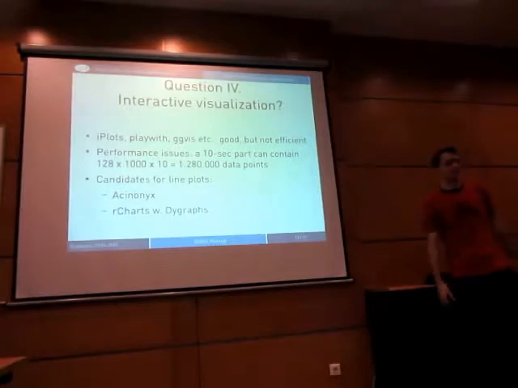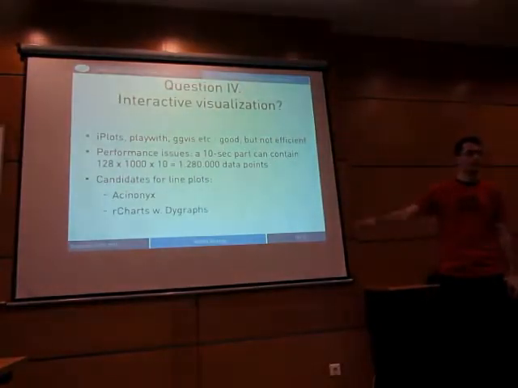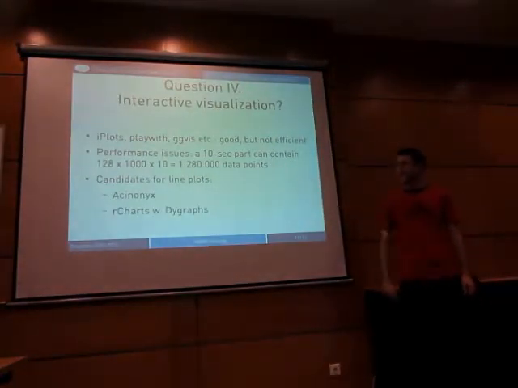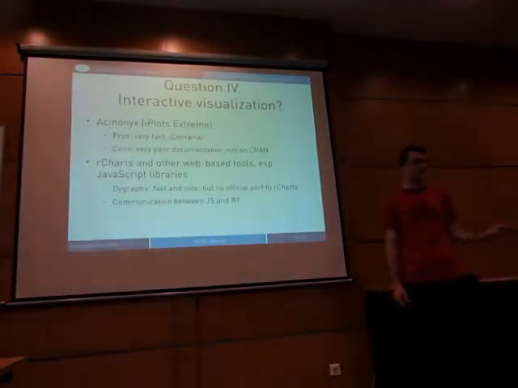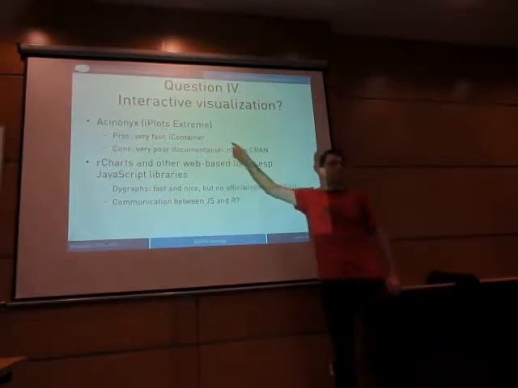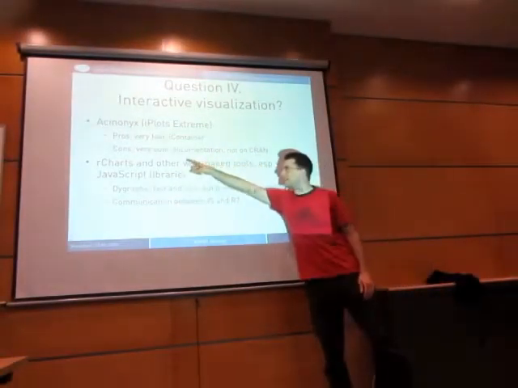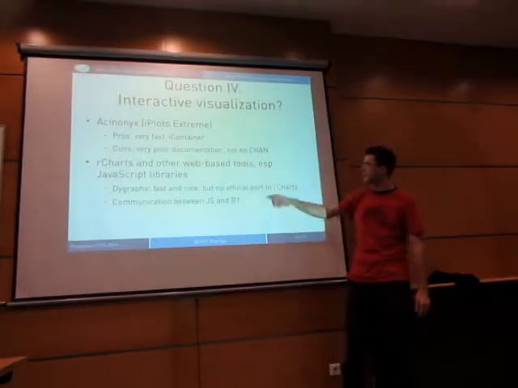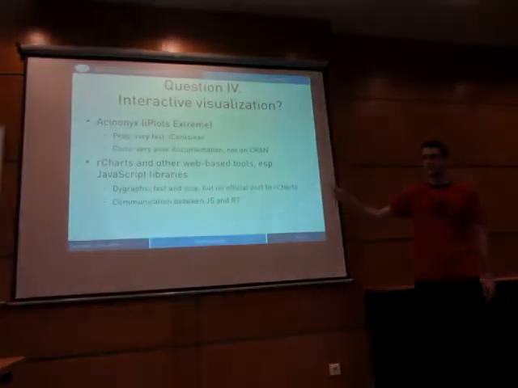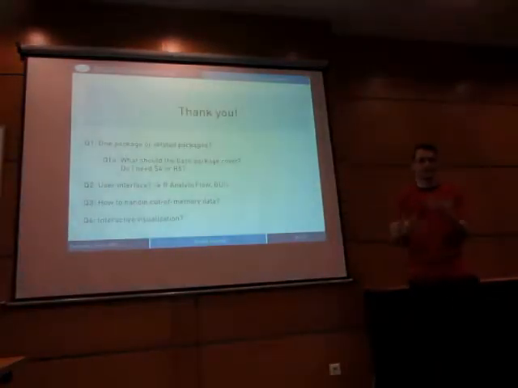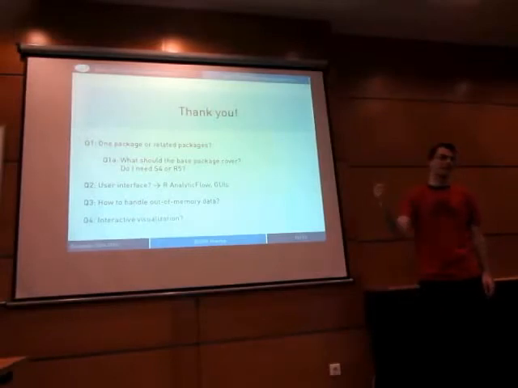So yeah, the basic packages are good but inefficient. And there are performance issues if you would like to plot more than 1 million data points. The candidates for line plots are, for example, the Acinonyx package, which is very fast, and the iplots would be perfect in my scenario, but it has really very poor documentation. The other is R charts with the JavaScript libraries. Of course, JavaScript is very good at this interactive plotting, but it's still not well implemented in R charts, for example, the dygraphs library.